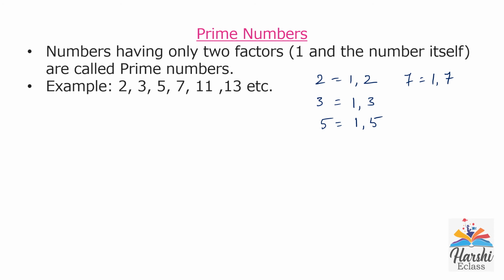There are a total of 25 prime numbers between 1 to 100.